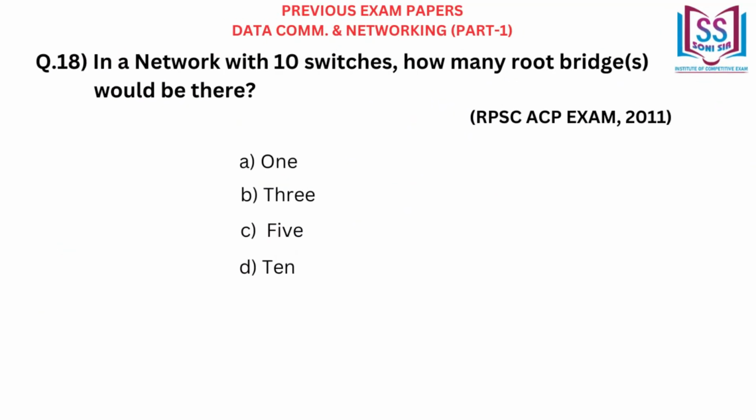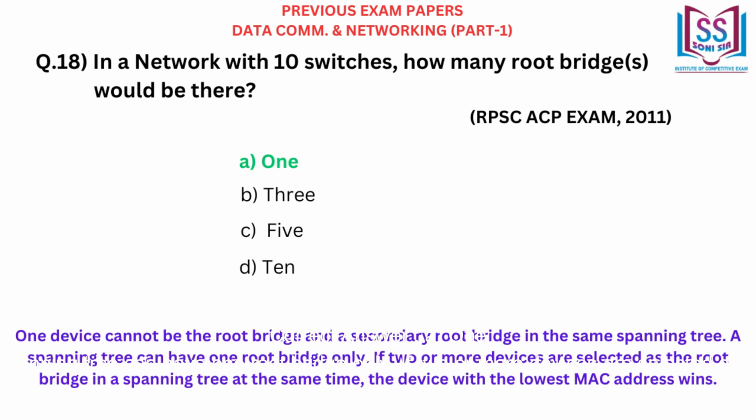In a network with 10 switches, how many root bridge or bridges would be there? A. 1, B. 3, C. 5, D. 10. Correct answer A.